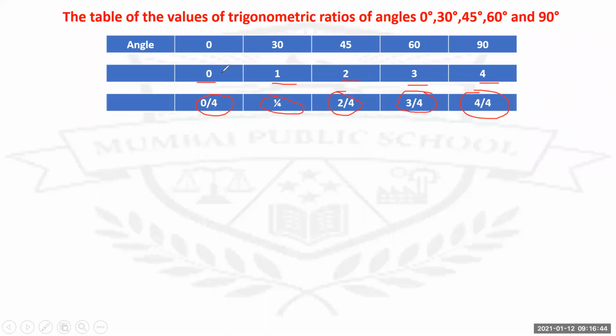Is this clear what I've done? I've written the whole numbers. After the whole numbers, my last number was 4. With that number, I'm going to divide all the numbers. Is this clear to all the students?